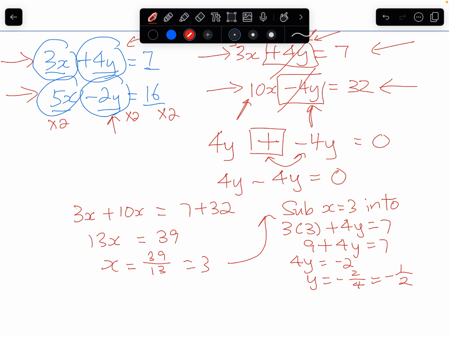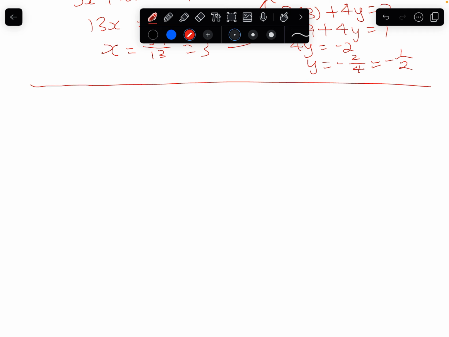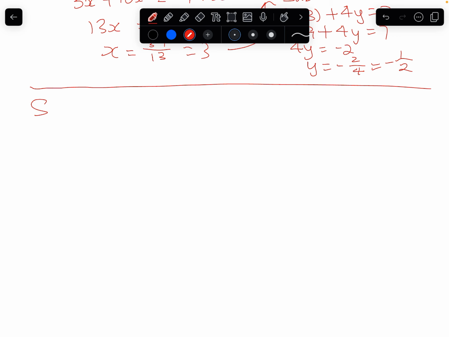Okay, now what I would like to spend maybe just the next 3 minutes is to really skim through what is the substitution method and why do we even do that in the first place. Okay, so the substitution method is another technique for you to solve the system of equations for this.